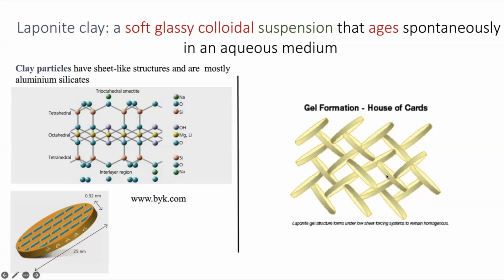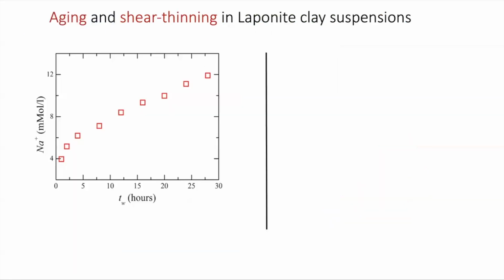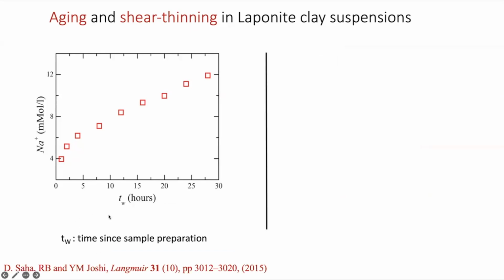And as these house of cards structures develop, as the charge distribution in the suspension changes, they eventually span the whole system. And you can actually see in a matter of hours that your clay suspension goes from a liquid to a solid-like state completely spontaneously. Indeed, we had made these measurements many, many years ago. So here I'll define this quantity TW, which we call the aging time. This is the time since preparation. So you just prepare the suspension and then you start measuring here.